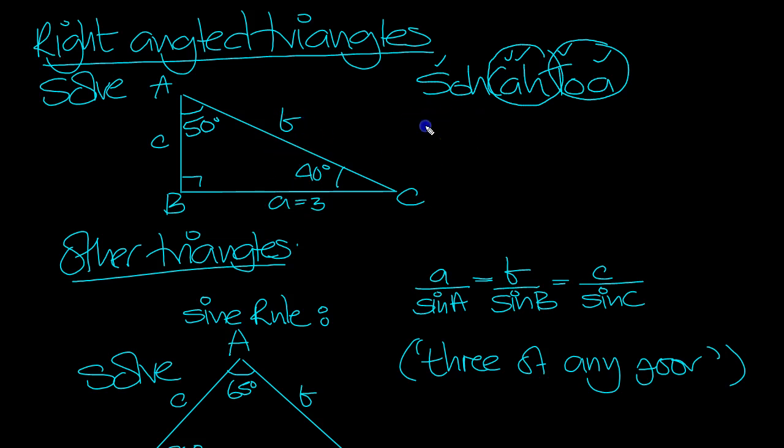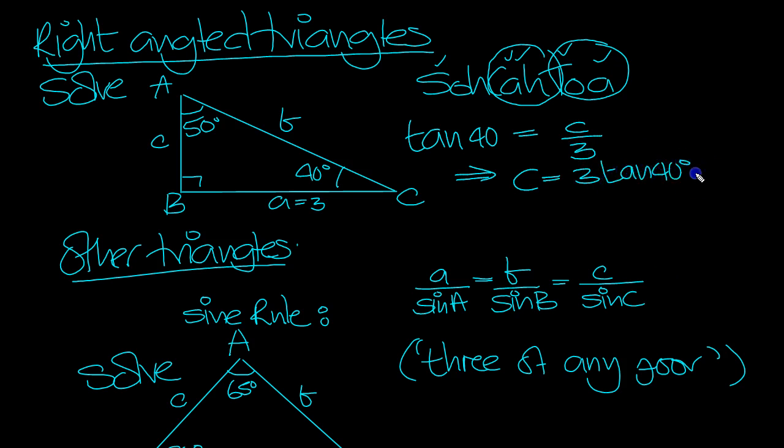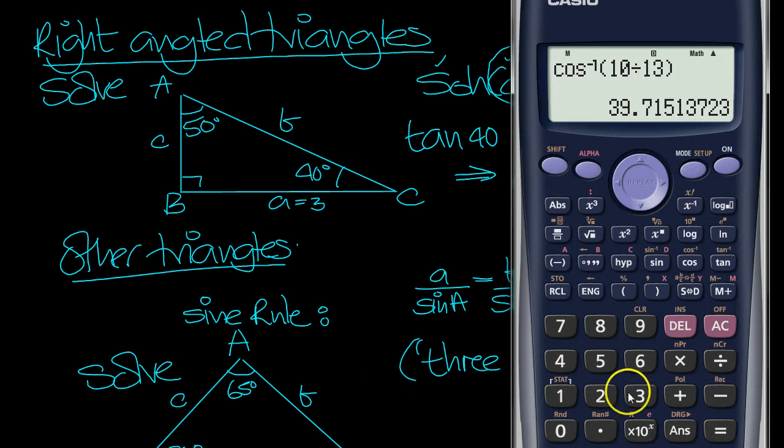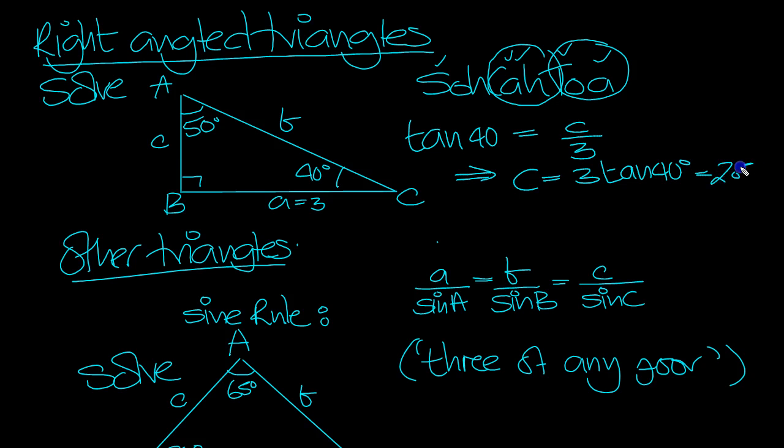So let's use the tangent then. So tan of 40. Tan 40 degrees is equal to its opposite, which is C, over its adjacent, which is 3. So that tells us what C is. C is equal to 3 tan 40, isn't it? Tap that in. 3 times tan 40. 2.52 to 2 dp. Let's put that down. 2.52, and that was to 2 decimal places.